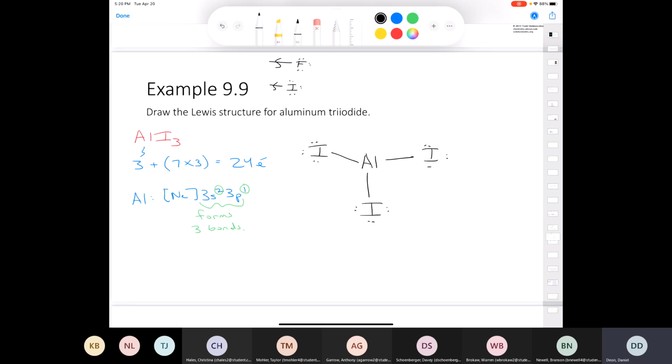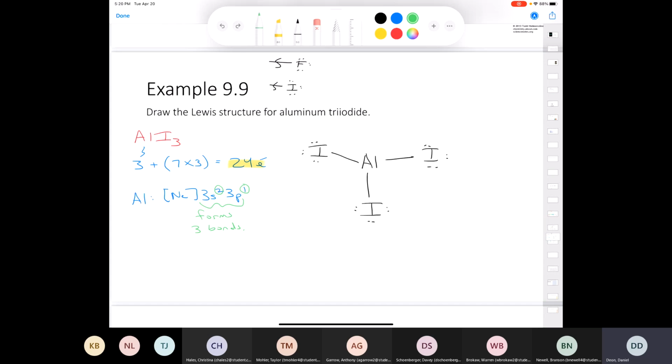like this, do I have a total of 24 electrons? Well, let's tally them all up. I've got 1, 2, 3, 4, 5, 6, 7, 8. And then I've got 16, 24, right? 8 times 3 is 24. So yes, I have exactly 24 valence electrons.